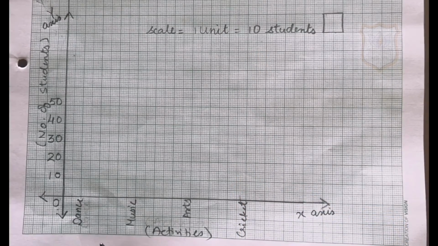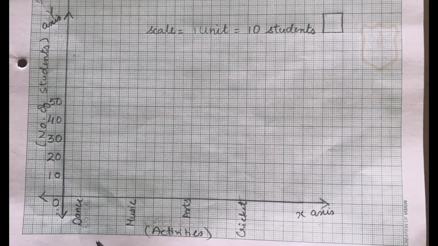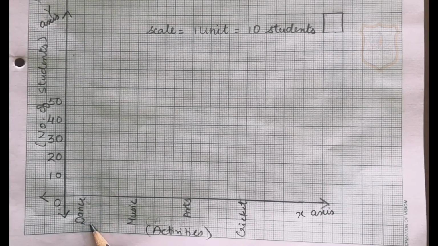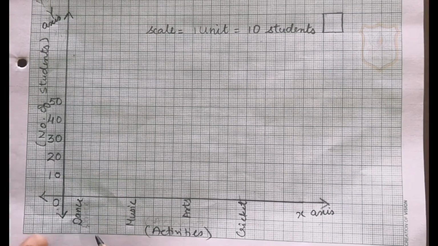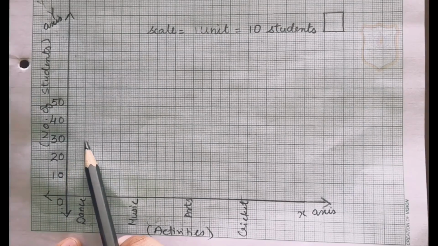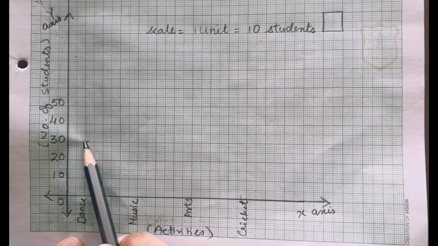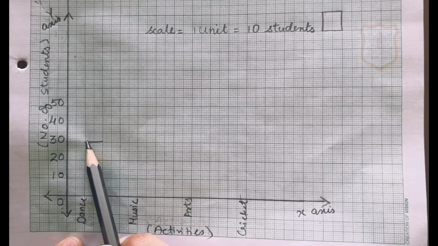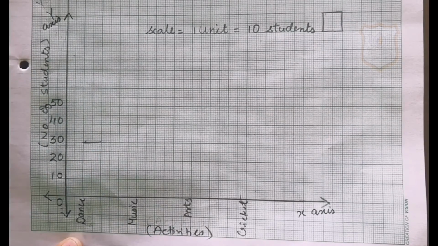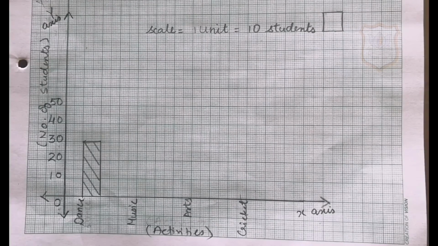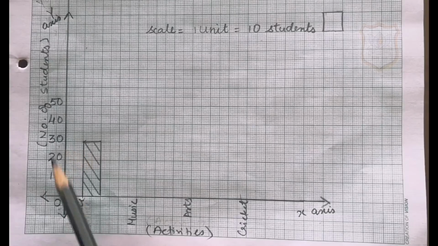Now the first activity in which the students are involved is dance, and 30 students are involved in dance. So here you can see the height of the bar should be this much, as this will represent 30. In this way students, we will draw a vertical bar which will represent that 30 students are involved in dance.